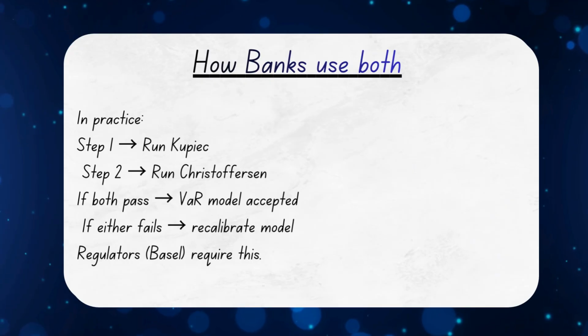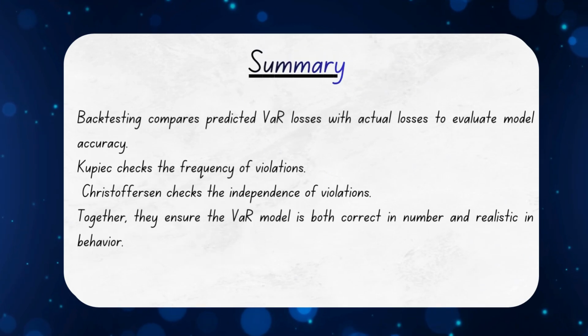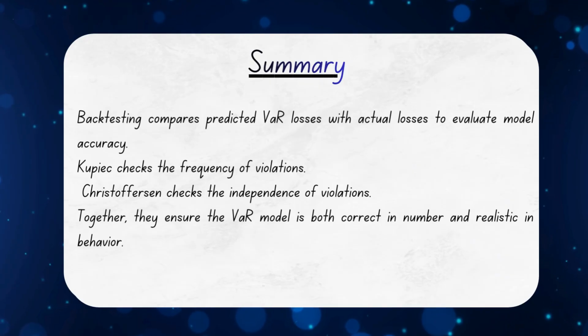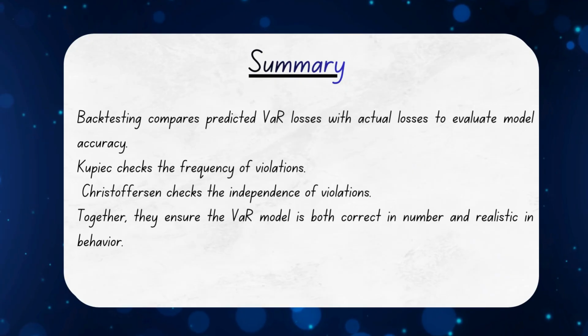So at the end of the day, backtesting is simply a truth test for your VAR model. VAR predicts the risk, and backtesting verifies whether that prediction matches reality. Kupiec makes sure the number of exceptions is correct, and Christoffersen makes sure those exceptions occur randomly rather than in dangerous clusters. Together, they ensure that your risk model isn't just mathematically elegant, but actually works in the real world.